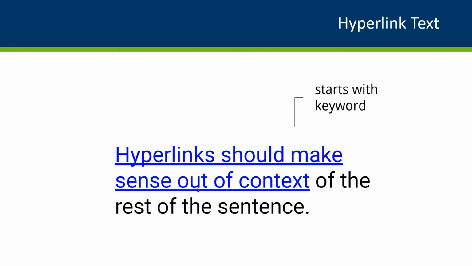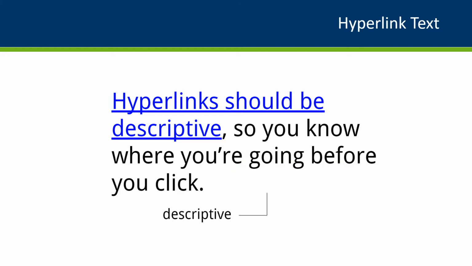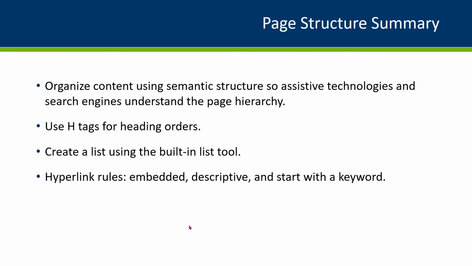The screen reader will actually pick out those links and announce them. So it will announce all the hyperlinks and let them know these are lists of links, and then they can determine if they want to click on some of them or not. Hyperlinks should be descriptive, so that's the same thing: before they click, they should know where they're going.